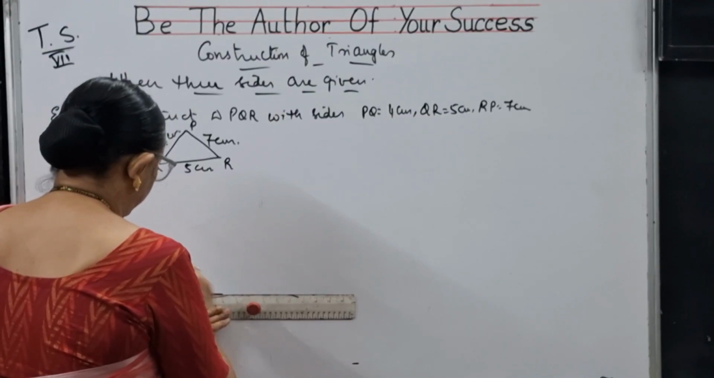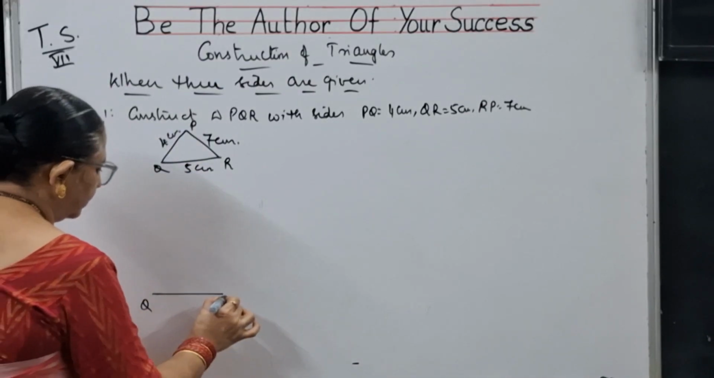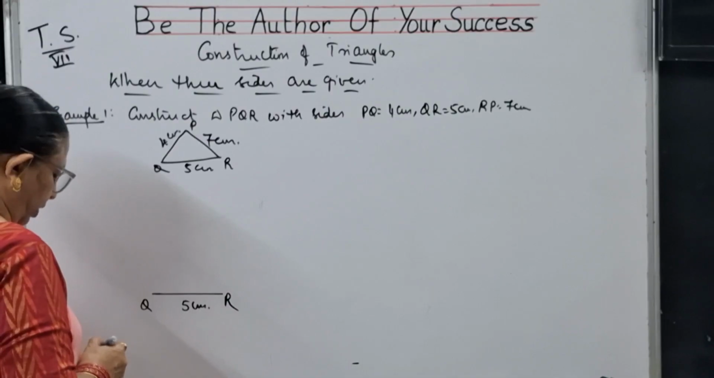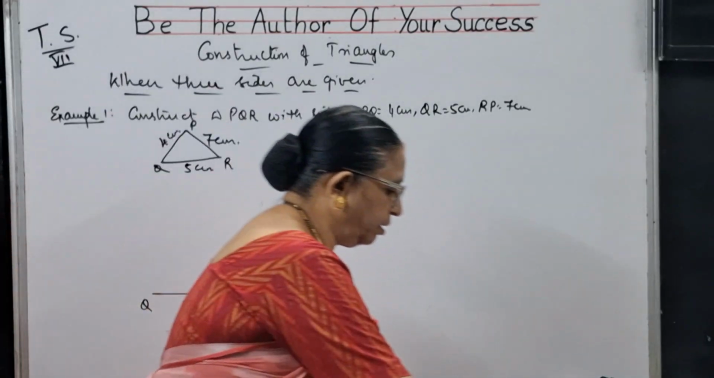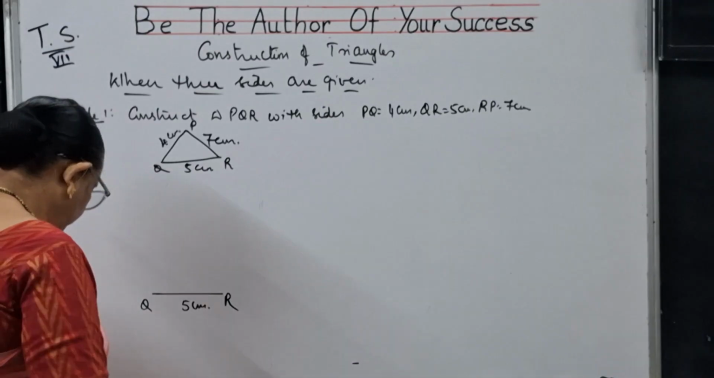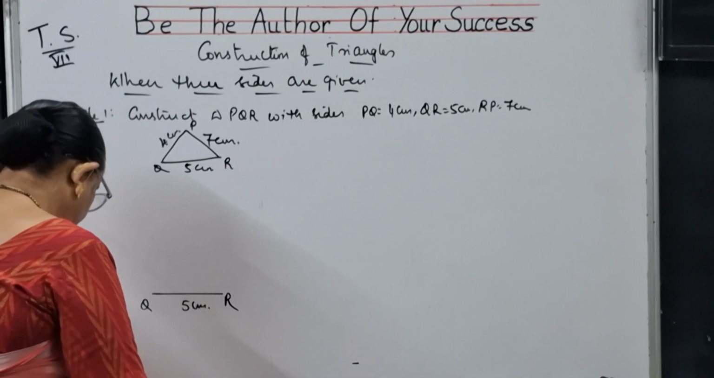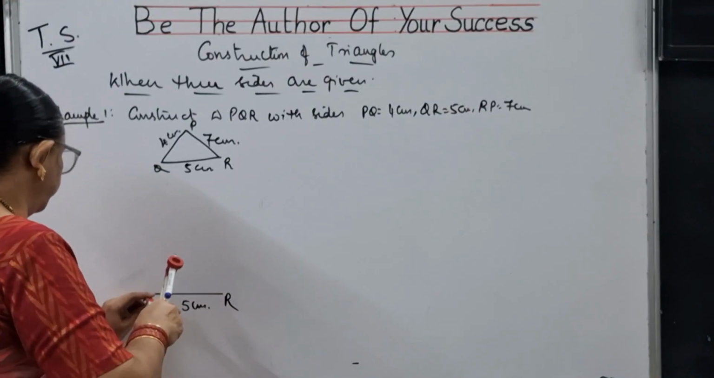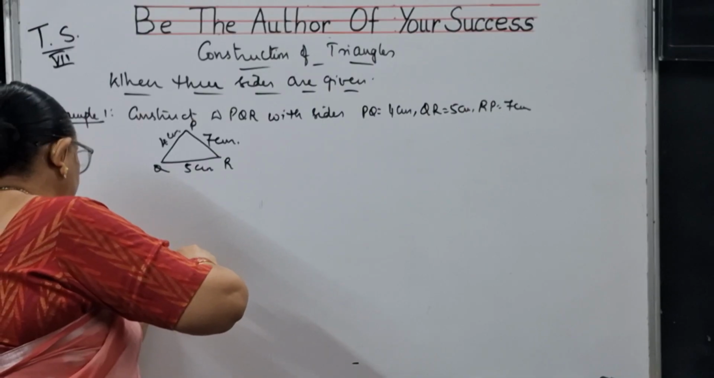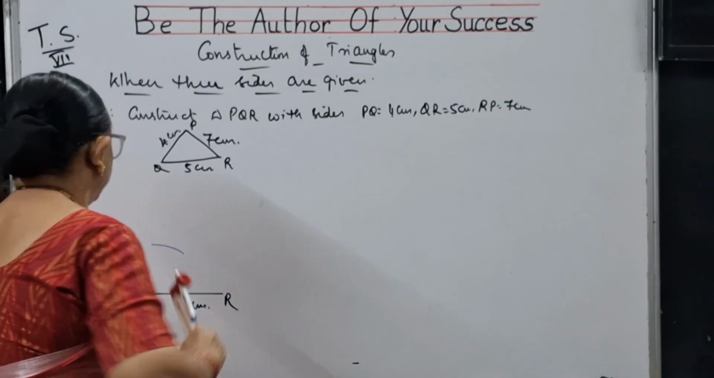So I have drawn a line segment of 5 centimeters. This is Q and this is our 5 centimeters. Now what should I do? Q as a center, 4 centimeters as radius, I should draw an arc. So Q as center, 4 centimeters as radius, I should draw an arc. Let me draw an arc like this.